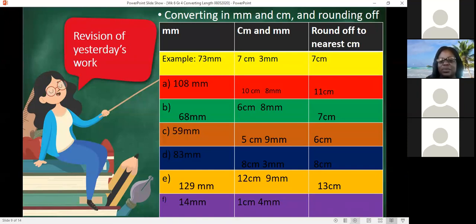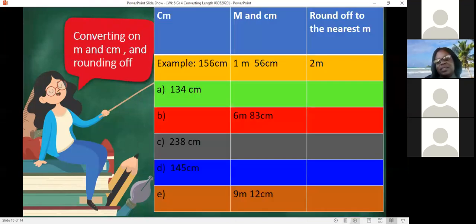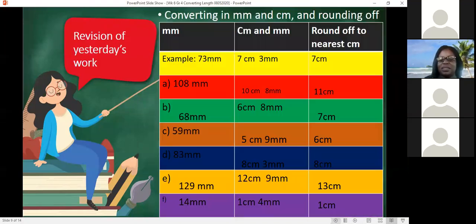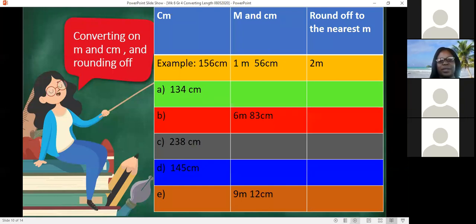And then the last one, let's round off 14 millimeters. Okay, you said 14 millimeters, and if we round it off, it's 1 centimeter. Yes, it's 1 centimeter. And then this next activity, can you see this next one? This one is your homework.